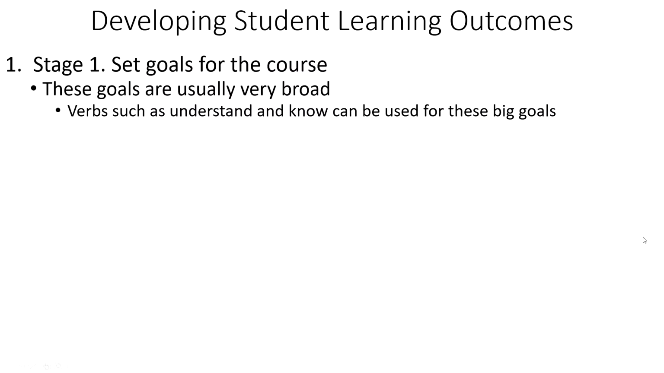So step number one, in stage one, we set very high-level general goals. And then verbs such as understand, which is very broad and wide, we can use to set those goals. For example, let's say we are doing automotive engineering, one of the automotive engineering courses: understand the brake system, understand the engines, understand the transmissions, things like that.